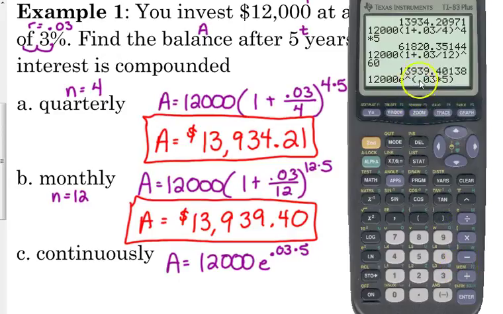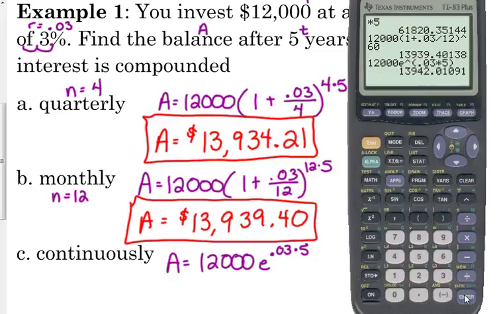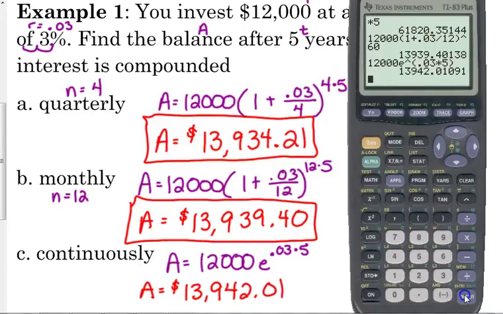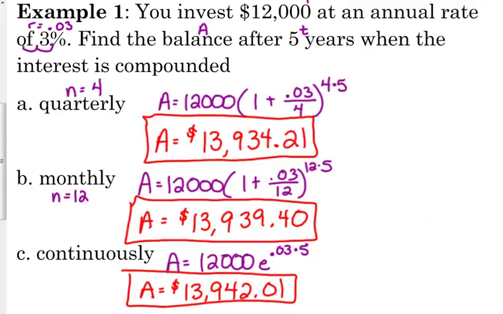Now, the nice thing about the PERT formula is that the e automatically starts the parentheses for you, so you don't necessarily have to worry about putting the r times t in parentheses. It kind of takes care of that issue for you. So when it's continuously, $942.01. So not really that much more. It's only like $3 more when it's compounded continuously versus monthly.